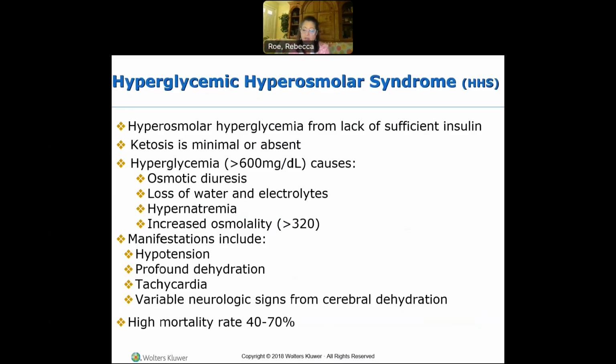Ketosis is minimal or absent because there's enough insulin being produced by the pancreas to prevent the development of ketosis, but there's not enough of it to regulate this elevated glucose.